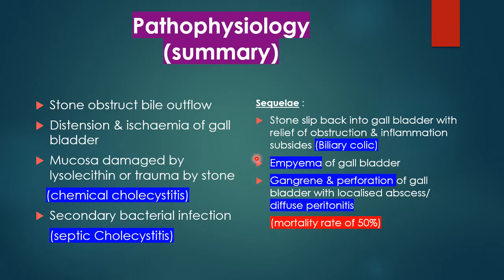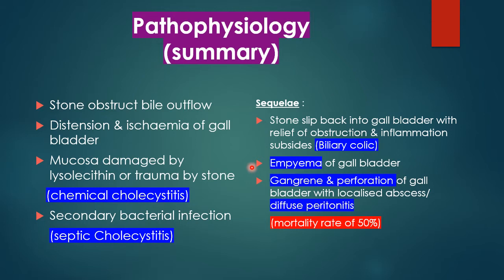The sequelae will be, if the stone slips back into the gallbladder, relief of the obstruction takes place and inflammation subsides. And this is known as biliary colic. So biliary colic is a transient obstruction and chemical inflammation of the gallbladder.